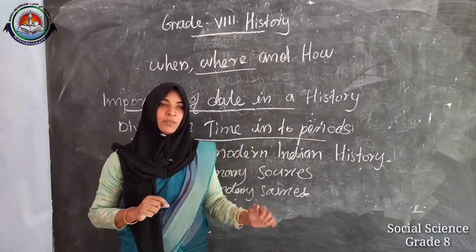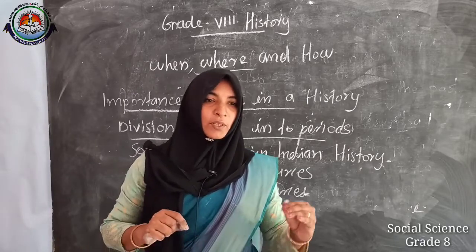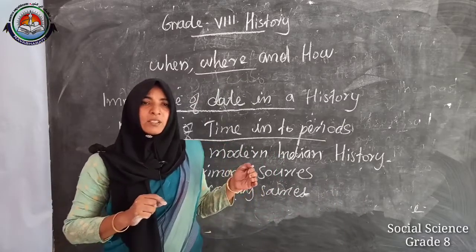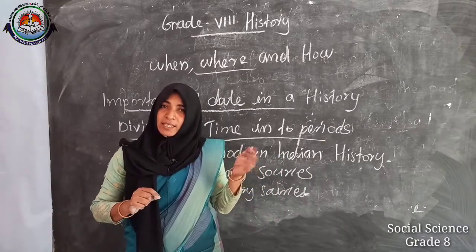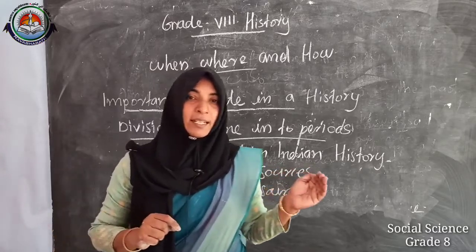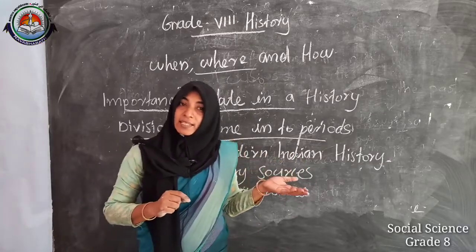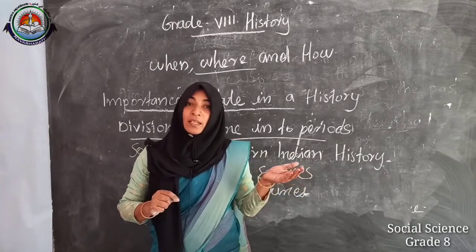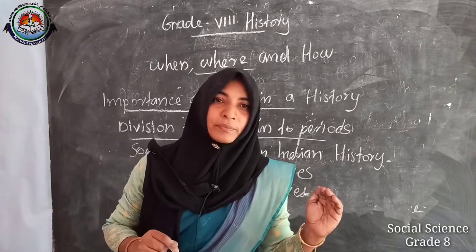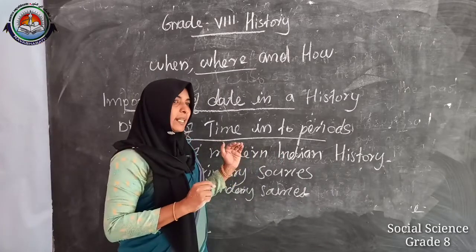Then divisions of history, which are prehistory, protohistory and history. What is the difference between them? In history, every written evidence is there, which we can interpret very easily. But in protohistory, written evidence is there, but even now we can't interpret it. Then prehistory means what?